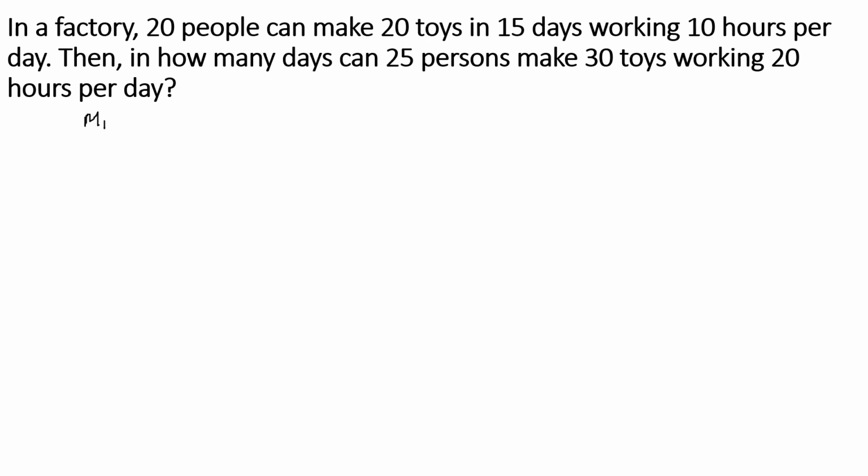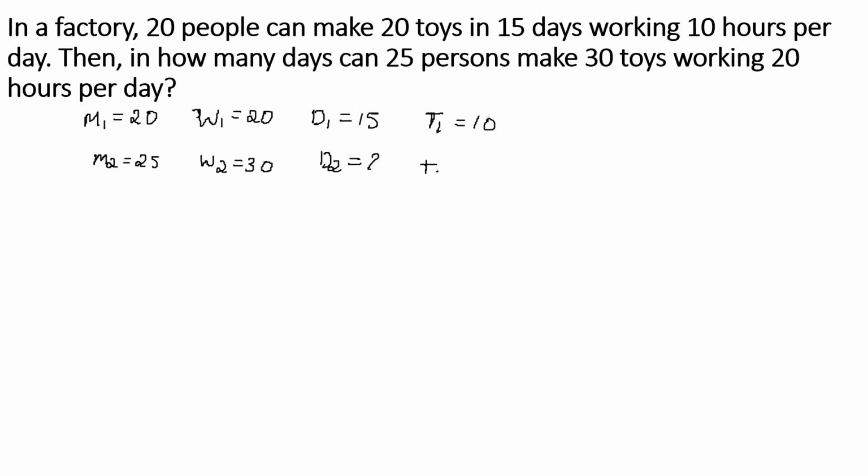So, M1 is 20 people. The work done is 20 toys, so W1 is 20. Number of days D1 is equal to 15, and time taken T1 is equal to 10 hours. And in the second case, number of people M2 is 25, number of toys W2 is 30, days we have to find out, and number of working hours T2 is equal to 20 hours per day.